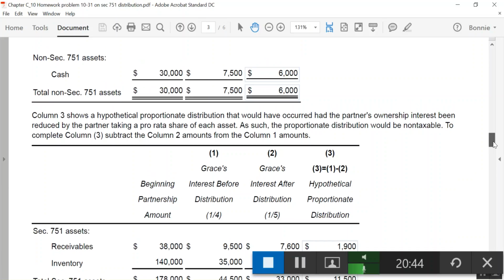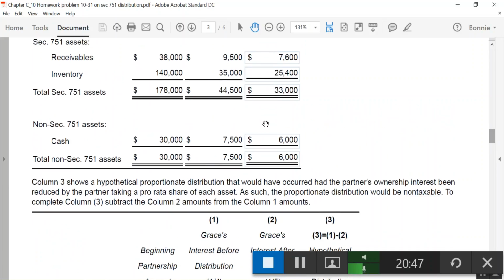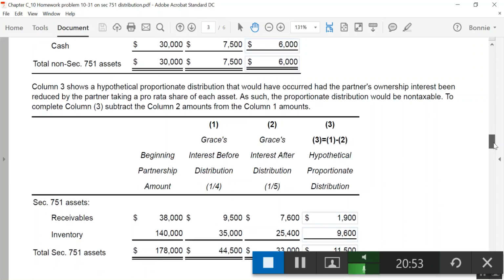Then column 3, we've done 2 columns. We have column 0, 1, and 2. Column 3 shows a hypothetical proportionate distribution, because remember, this is not a proportionate distribution to all partners. This is a disproportionate distribution to all partners. In fact, no other partners are receiving anything at all. So it's a disproportionate distribution in that she's the only one receiving anything. So column 3 requires us to actually pretend like the distribution that she receives is proportionate to every other partner.